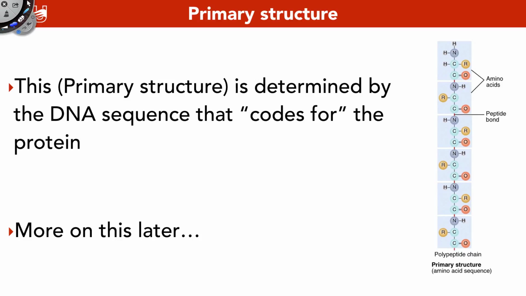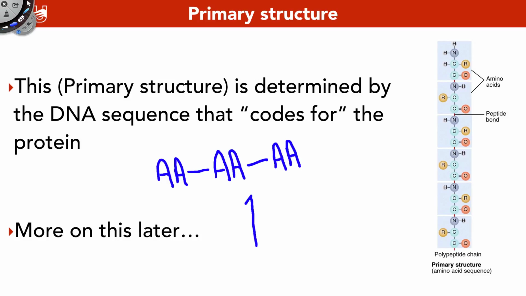Now, the primary structure is determined by the DNA sequence. And more on that later. Again, we get to that in later units of this course. But for right now, I want you to know that the sequence, the linear order of amino acids, which amino acids link up, is dictated by the DNA in our cells. So that will determine the specific amino acid sequence. All of this is ultimately determined by DNA.